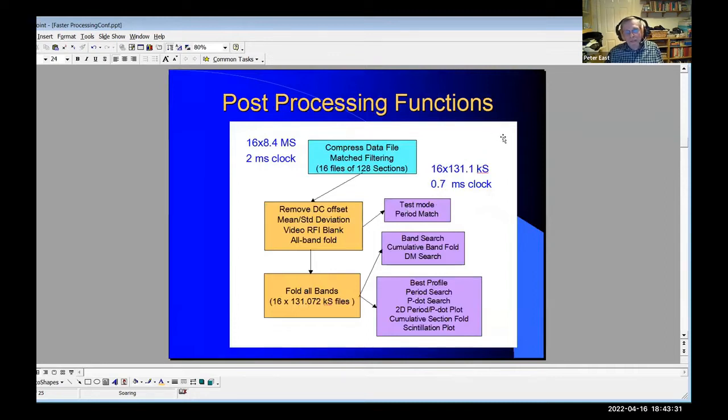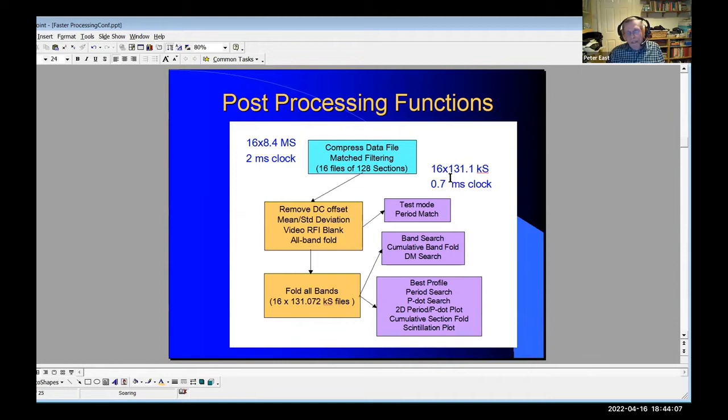The post-processing functions, this is the bit that I've done. What I do is I take these 16 8.4 megacycle files at a 2 millisecond clock, and I compress the data, and I also do a matched filtering process on it to reduce the data down to 16 by 131 kilosamples, now at a 0.7 millisecond clock. And I'll explain the compression and the matched filtering in a moment.